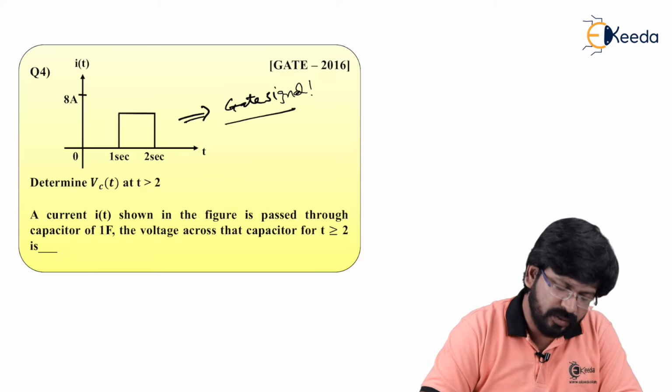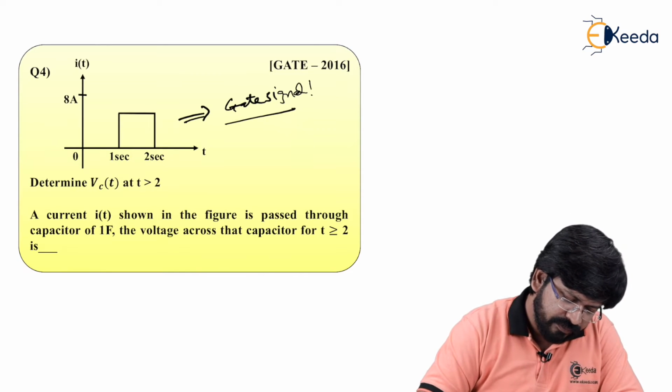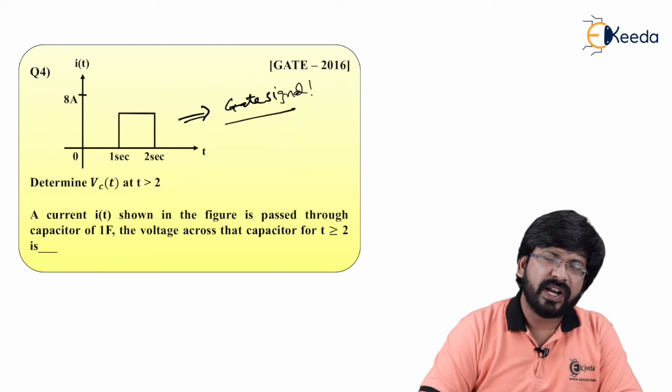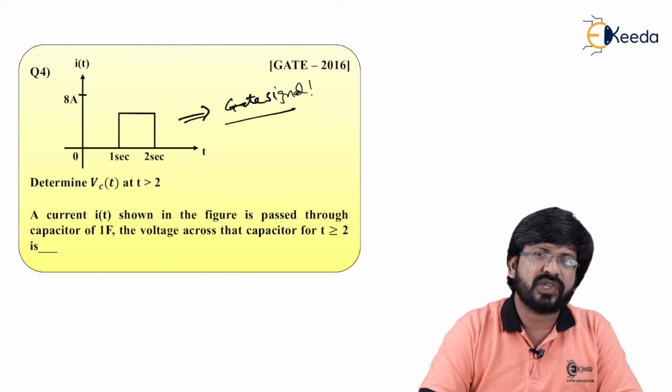Fine. Let's read out the problem. You have to determine Vc of t for t greater than 2. A current I of t shown in the figure is passed through a capacitor of 1 farad. The voltage across the capacitor for t greater than 2 is? Let's say this type of current passes through the capacitor, which has a value of 1 farad. Definitely, if you pass some current through the capacitor, the capacitor is bound to get charged. And let's say it gets charged to Vc of t, that is the voltage across the capacitor at t.